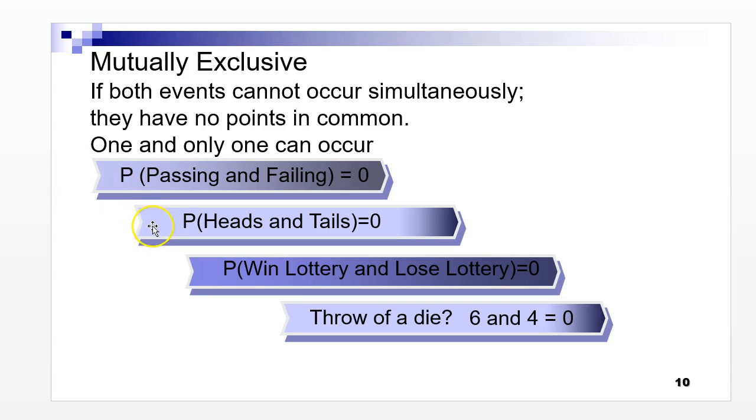Only one can occur. The same thing with probabilities, heads and tails. That cannot happen because it's not funny money. There's heads on one side, tails on the other. That's it. Win the lottery, lose the lottery. One or the other. You're not doing both, so the probability is 0 that you will both win and lose. If we throw a die, the probability of getting a 6 and a 4 is 0. We cannot get two numbers at the same time. It's not all the numbers, but we're just asking for those two in particular. So like a 2 and a 3 or a 1 and a 6 cannot happen. Only one number can occur.